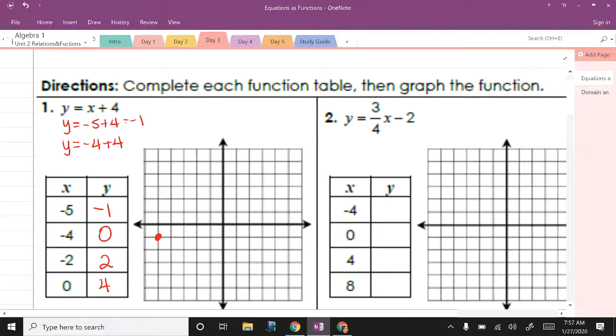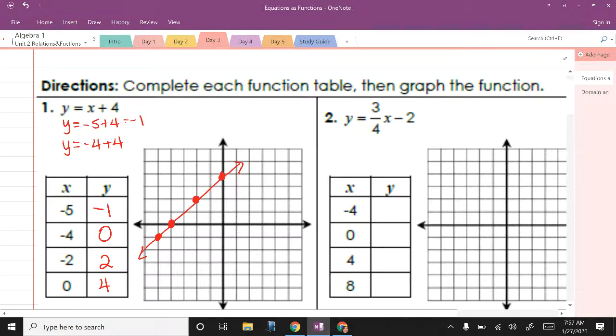There you go. And then negative 4, 0 is on the x-axis, right? And then left 2, up 2. And then 0, up 4. Those line on a straight line? Yeah, and always put arrows on your lines because they will go forever. So this is basically the most basic way to graph a line: plugging in X values, getting Y values, and graphing your ordered pairs. Okay?